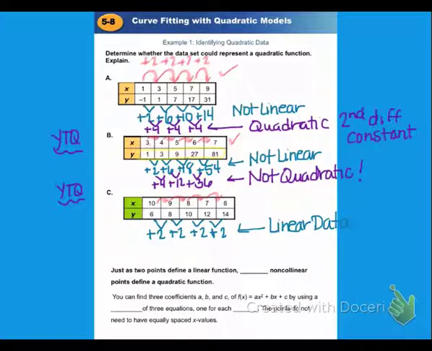So once you get a constant difference at that level, at the linear level, at the first differences, you just stop there and you say the data's linear. It would best be represented with a line.